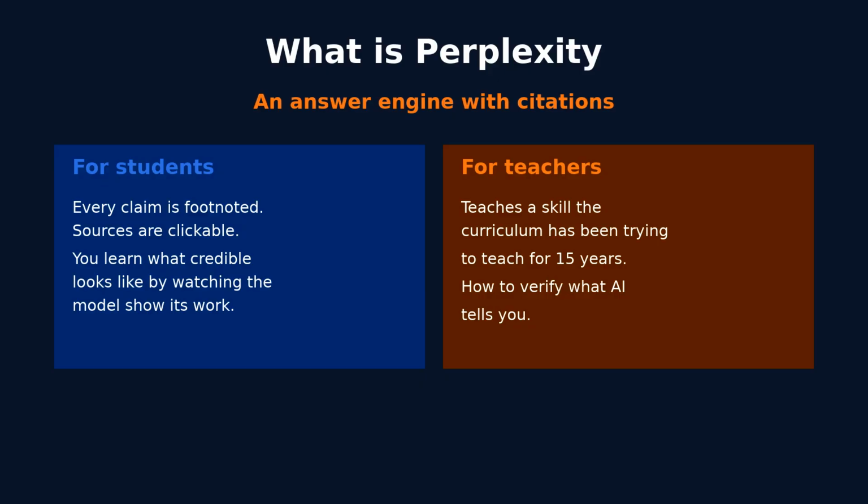For students, that source citation behavior is the whole point. Bad sources are obvious. Good sources are linkable. You learn what credible looks like by watching the model show its work. For teachers, the citation behavior teaches a skill the curriculum has been trying to teach for 15 years. How to verify what AI tells you.